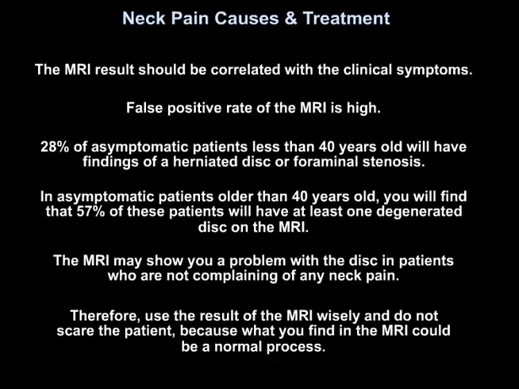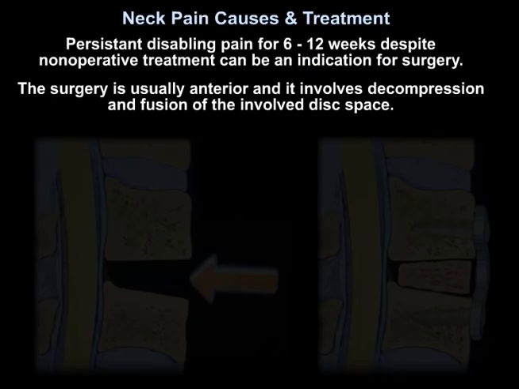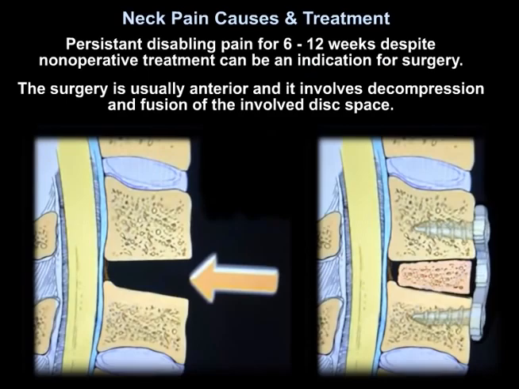So the MRI may show you a problem with the disc in patients that are not complaining of any neck pain. Therefore, use the result of the MRI wisely and don't scare the patient, because what you find in the MRI could be a normal process. Persistent disabling pain for 6 to 12 weeks despite non-operative treatment can be an indication for surgery. The surgery is usually anterior and it involves decompression and fusion of the involved disc space.